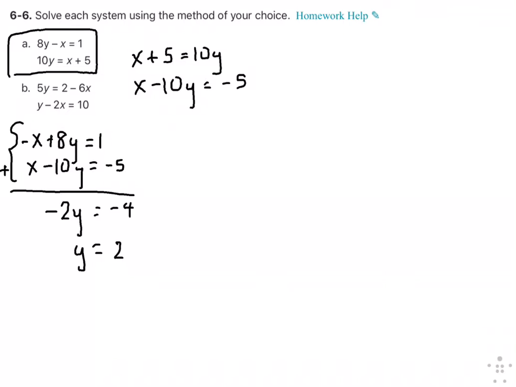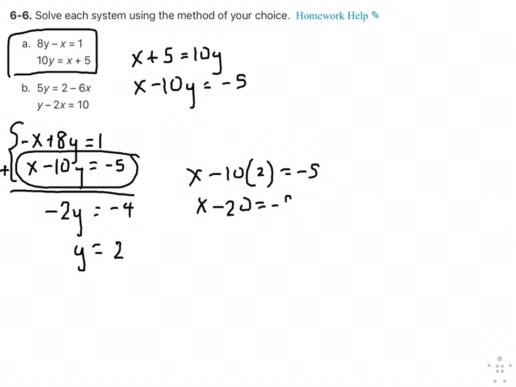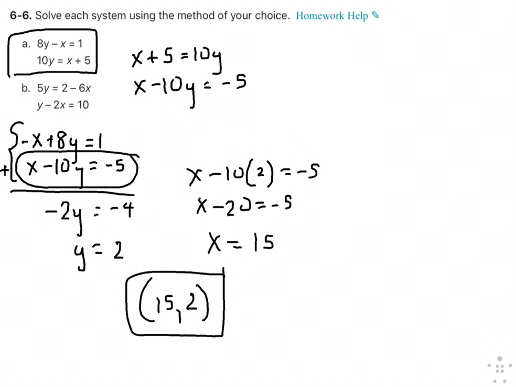And now I need x, right? So I'm going to go into either of the equations. I don't know, I'll go into this one, right? So I'll get x minus 10 times 2 equals negative 5. X minus 20 equals negative 5. X equals, add 20 to both sides, 15. So the ordered pair where they intersect, right, these are two lines, is at 15, 2.